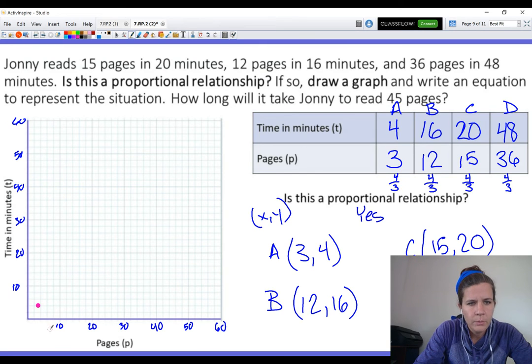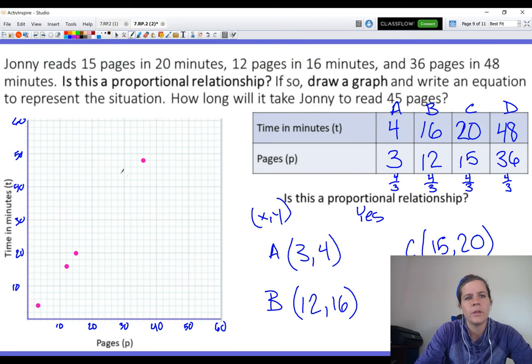12, 16, point B, so we're at 10, 12, up 10, 12, 14, 16, so we're right there. 15, 20, so 10, 12, 14, and right between 14 and 16, and then we go up to 20, and then 36, 48, so 30, 32, 34, 36, we go up 10, 20, 30, 40, 2, 4, 6, 8.